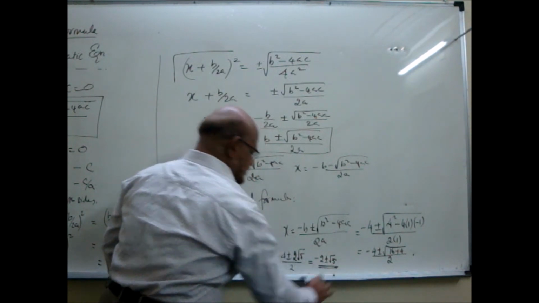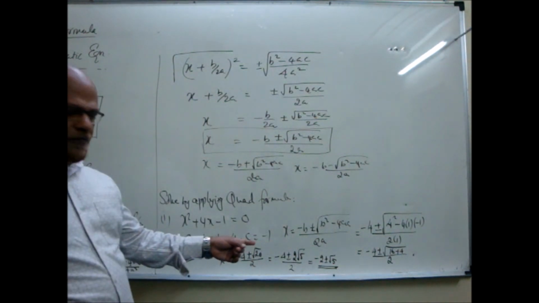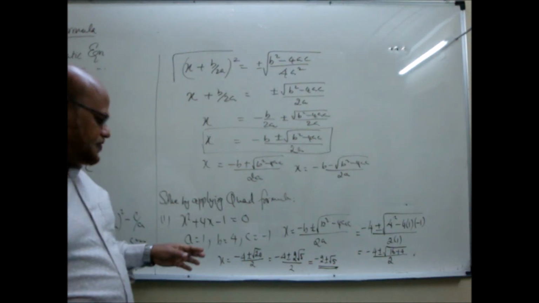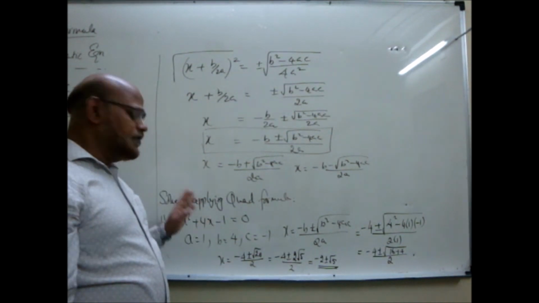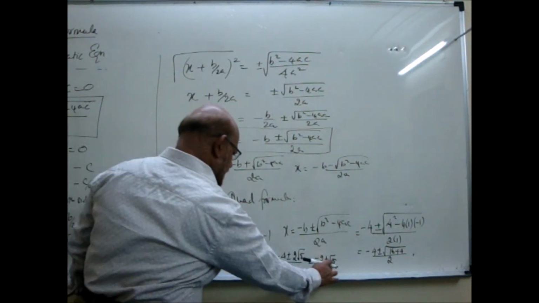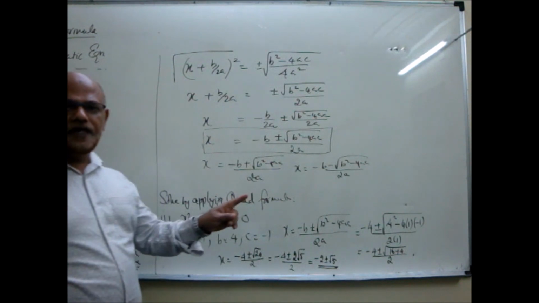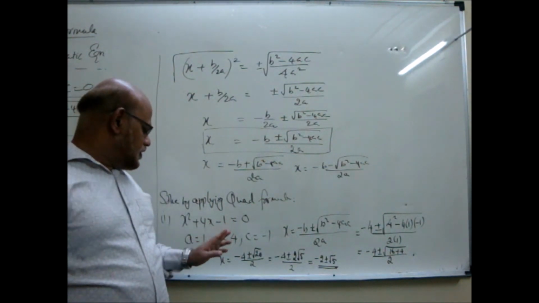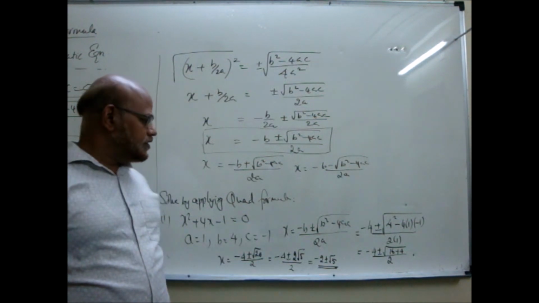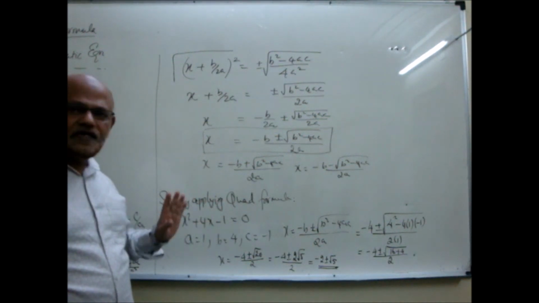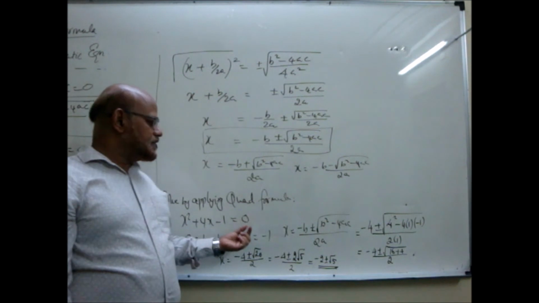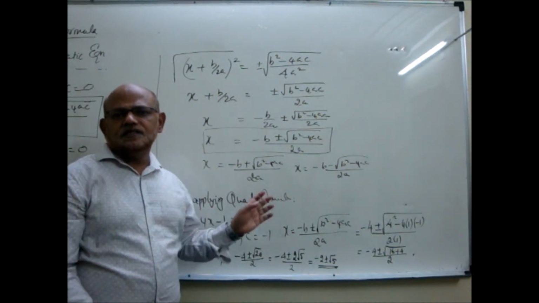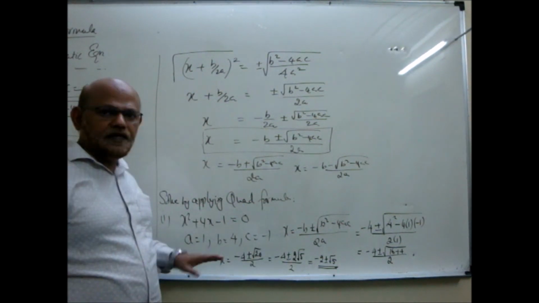This is the solution. This is the solution you got in the first question when we did the completing the square method. The solution is minus 2 plus root 5 and minus 2 minus root 5. Two solutions, two values for x. Okay? This is how we apply this. It's like a capsule. You just take what A, B, C are, substitute in your formula, simplify, and the solution is instantly ready.